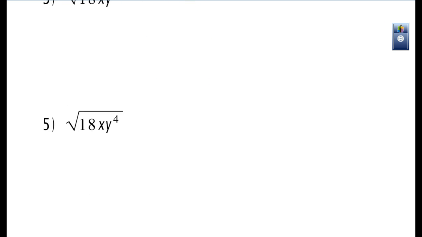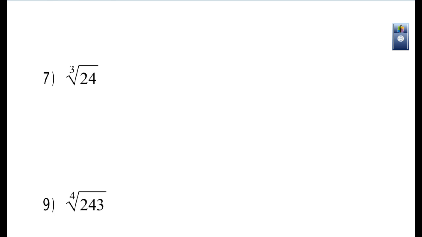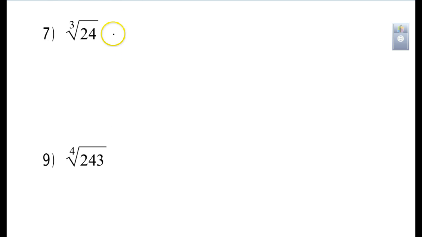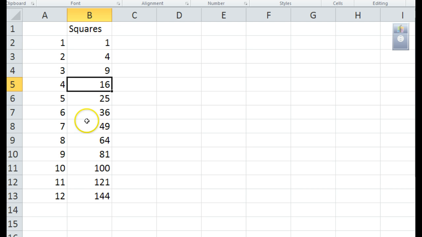So we can do that with just about anything. It doesn't matter. But once we get down to here on number 7, now we're dealing with cubes. Now it's going to be the same deal, right? It's just now extended to cubes. However, what won't work is multiples of squares anymore. We actually have to know multiples of cubes.